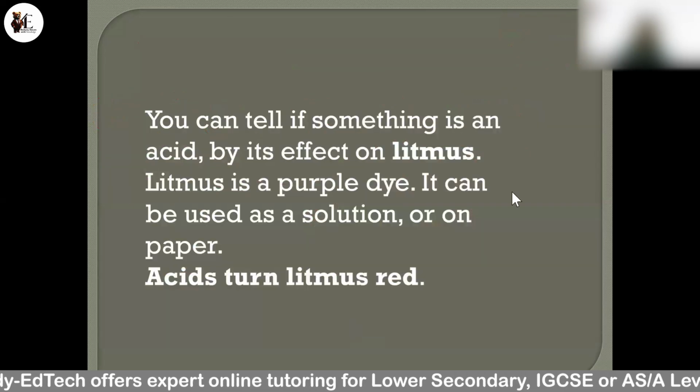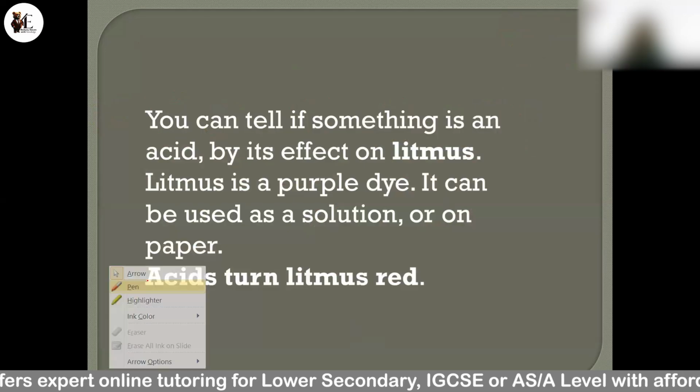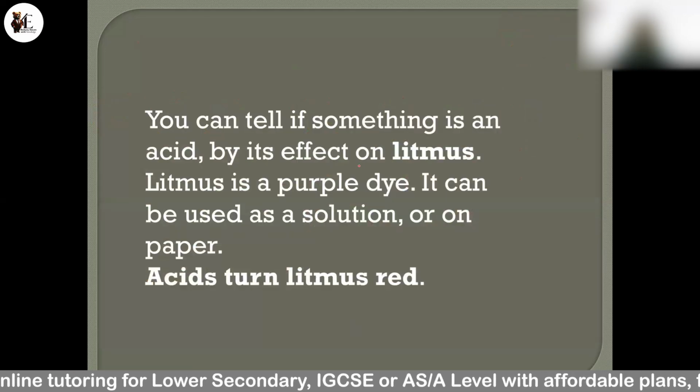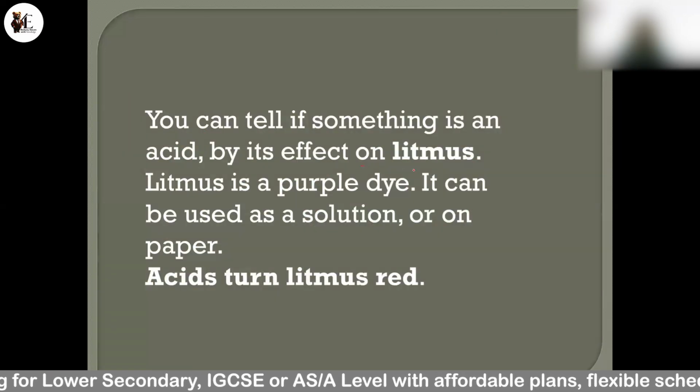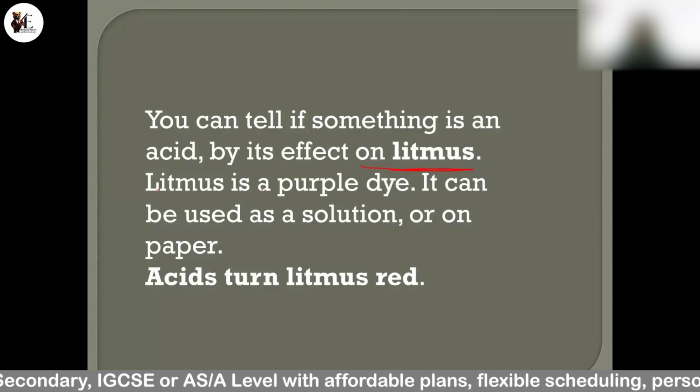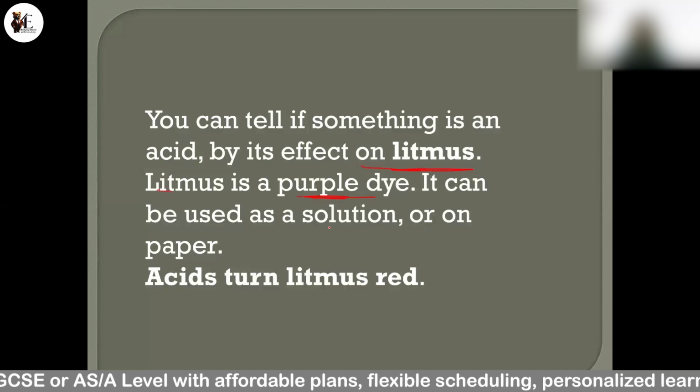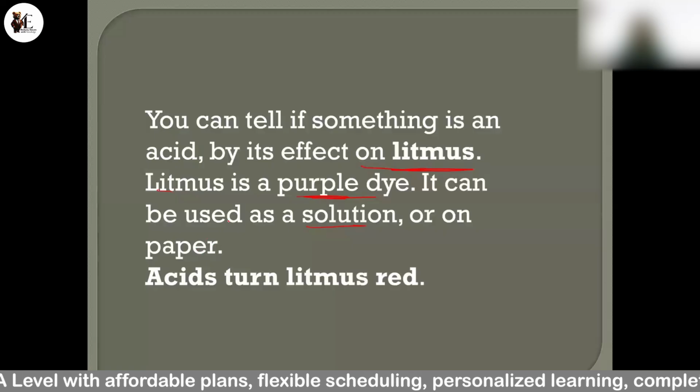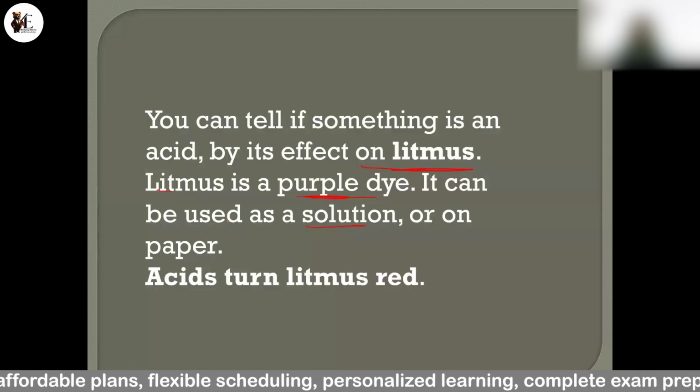So how can you tell if something is an acid? You cannot even taste it, right? Because it is very harmful. So you can tell if something is an acid by its effect on litmus. What is litmus? Litmus is a purple colored dye. It can be used as a solution or a paper. So litmus solution is also there, litmus paper is also there.